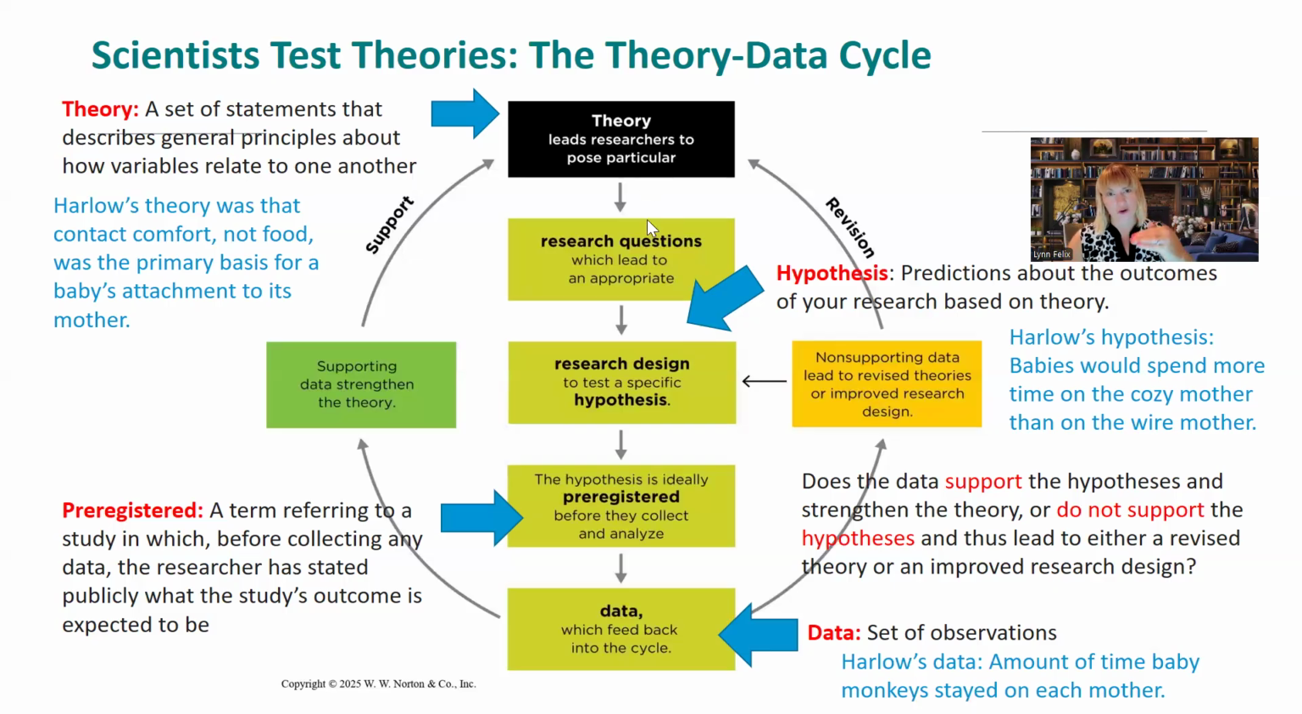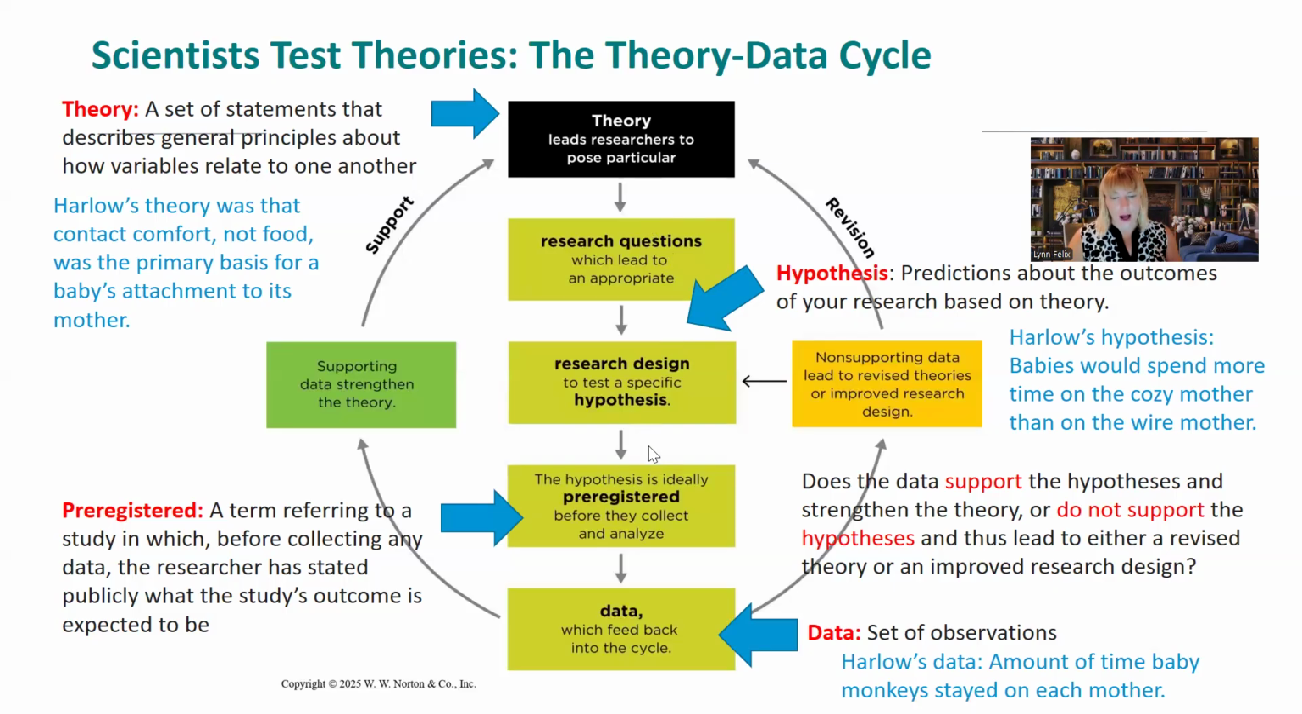Then it moves down to your research question, which leads to an appropriate hypothesis, right? So the research design is put together to test a specific hypothesis. And a hypothesis is just a prediction. You're predicting the outcomes of your research based on a theory, okay?